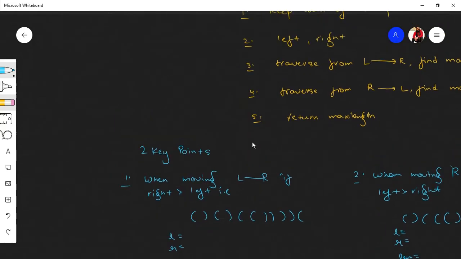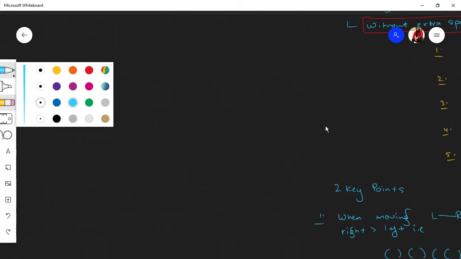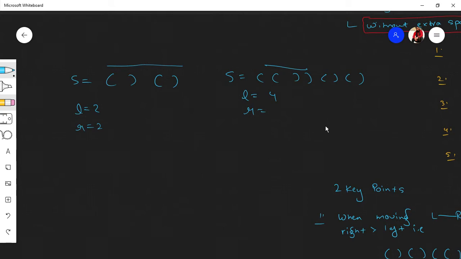Now there are two or three key points I would like to discuss. First, the intuition. For example, I have a simple string. Here if you see, left is equal to 2 and right is equal to 2, and this is a complete string. Another string, 2 left, 2 right, is also a complete string. Then again this one, where L is equal to 4 and R is also equal to 4.